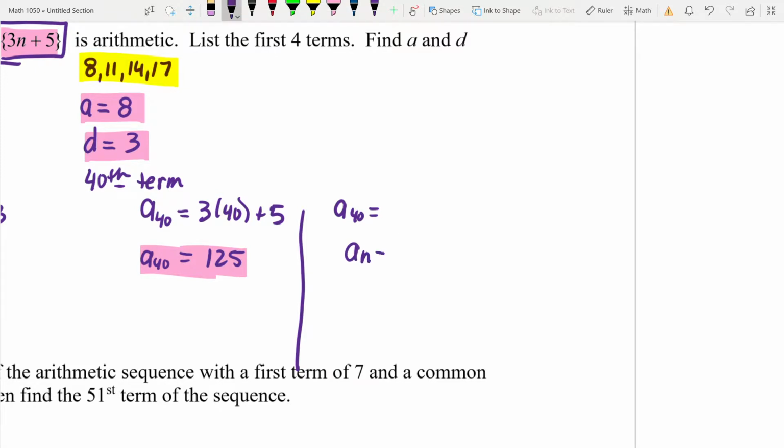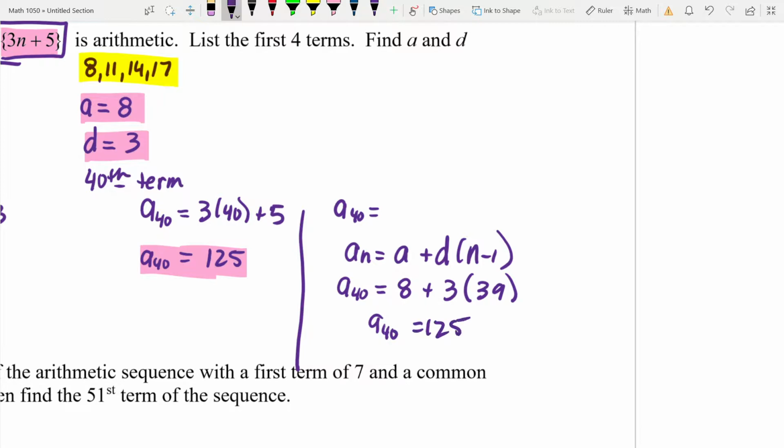Everybody write A sub n equals A plus D times n minus 1. That's the formula to find a specific term for an arithmetic sequence. So now we're going to go A sub 40 is the first term, which is an 8, plus the common difference, which is a 3, and then n minus 1, well, n is 40. So 40 minus 1 is 39. Then you grab your calculator and you go 8 plus 3 parenthesis 39, close it off, enter, and I still get 125. So you can do it either way.